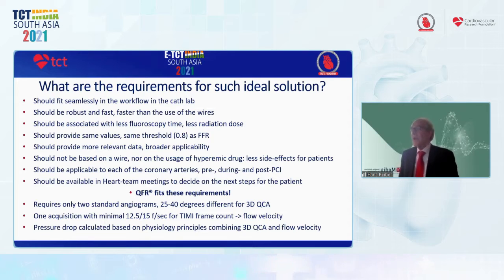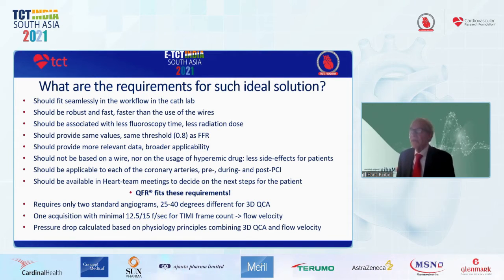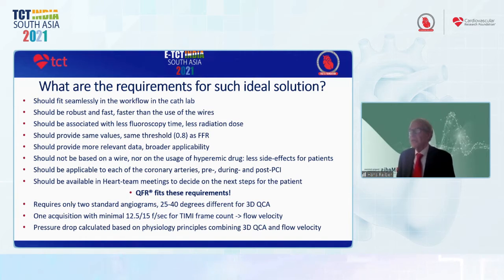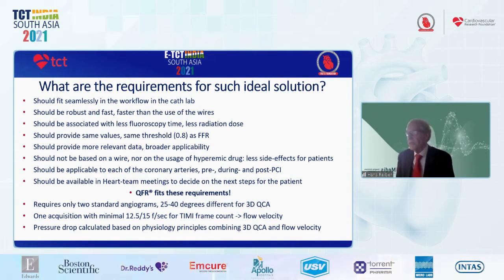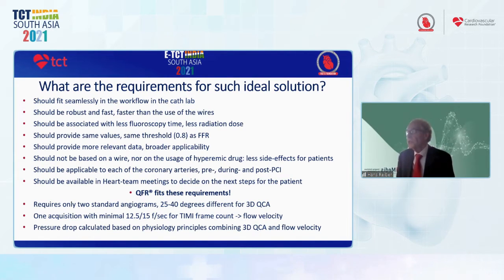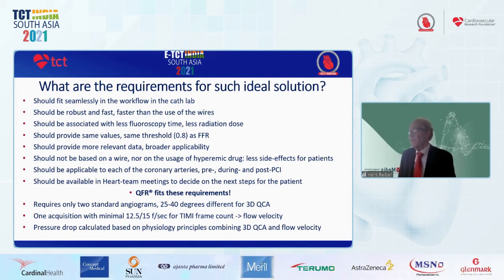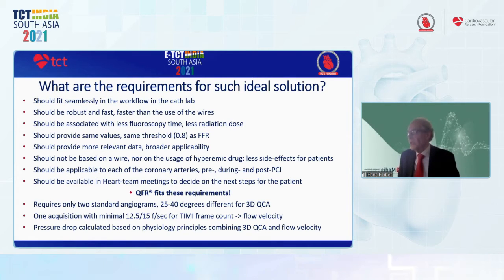So what are the requirements for such an ideal solution? We believe that it should fit seamlessly in the workflow in the cath lab. It should be robust and fast, faster than the use of wires. It should also be associated with less fluoroscopy time and less radiation dose. Of course, it should provide the same values and the same 0.8 threshold as FFR. It should also provide more relevant data and broader applicability, for example 3D QCA for stent sizing, and of course not be based on a wire nor on a hyperemic drug, with fewer side effects for the patient. It should also be applicable to each of the coronary arteries, and pre, during, and post PCI.